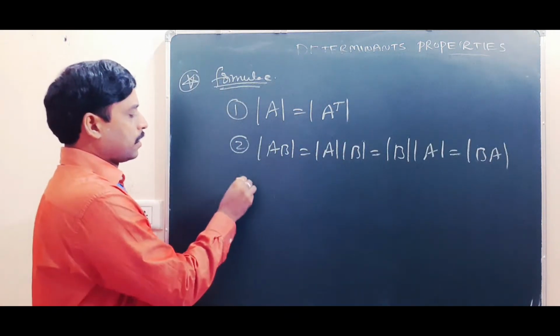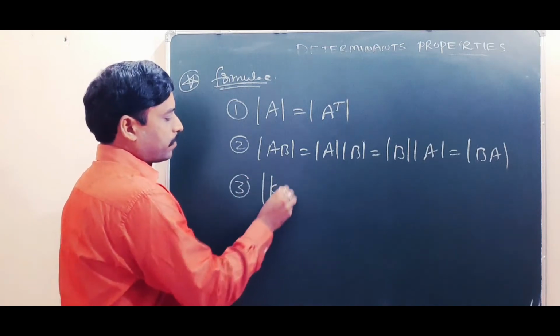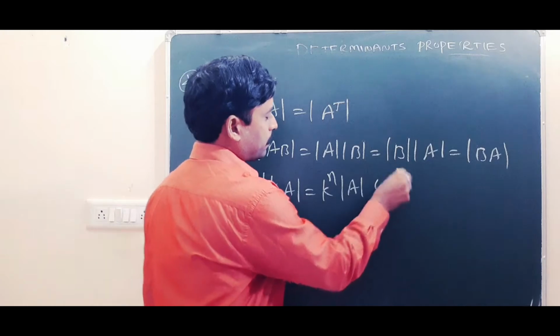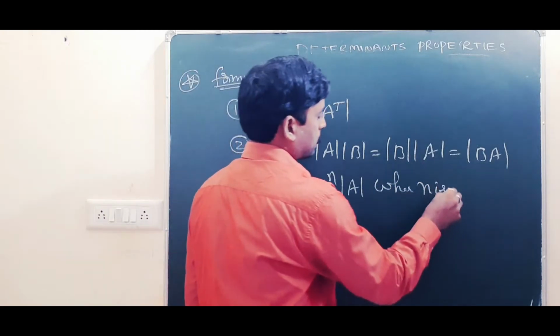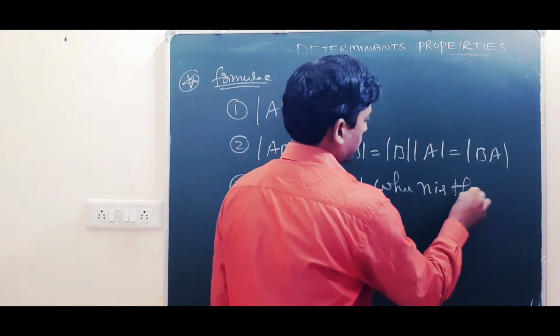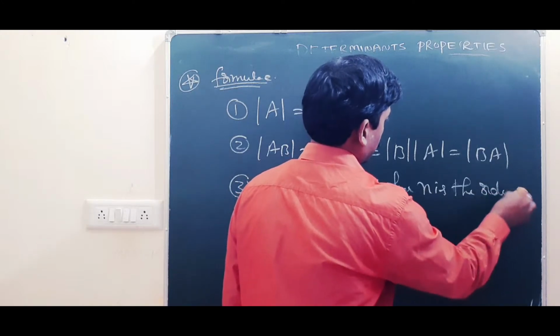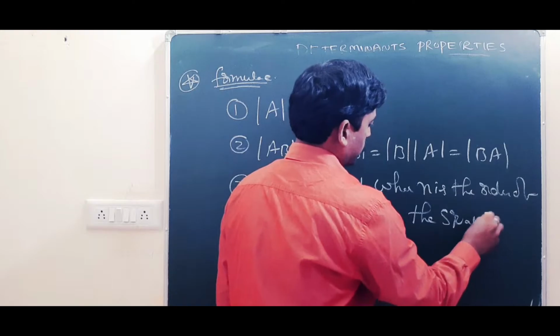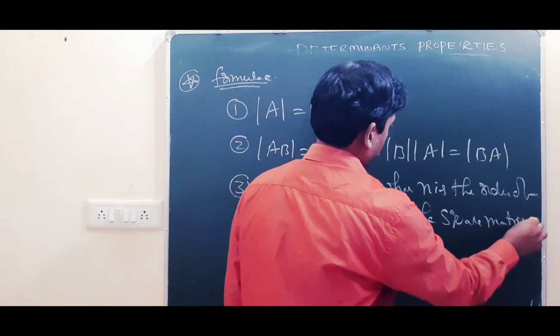Okay, next, delta of KA is equal to K to the power n into det A, where n is the order of the square matrix A.